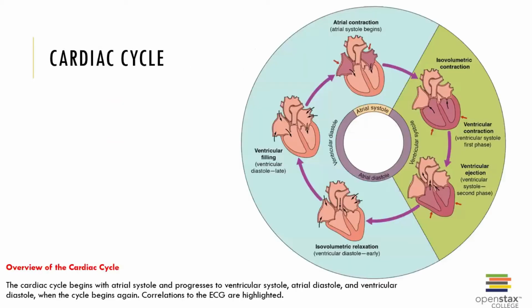So to start off here, let's talk about the overview of the cardiac cycle. So as you can see here, this gives you a full cycle of the cardiac cycle, which begins in atrial systole and progresses to ventricular systole, then atrial diastole, and then ventricular diastole.